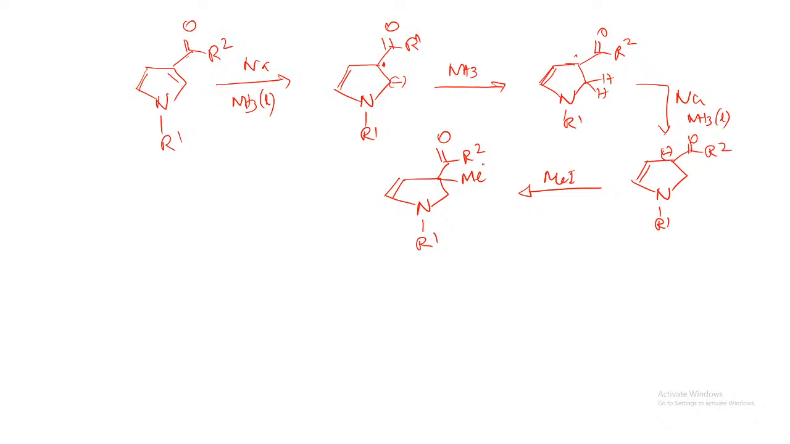So in this case you get this product. You can see 2,3-dihydropyrrole, and your methyl is at the three position where the ketone group is present. So this is important. If your ketone group is at the two position, then alkylation will happen at the two position, and if your ketone group is at the three position, then your alkylation also will happen at the three position.